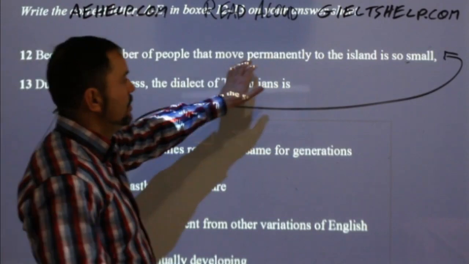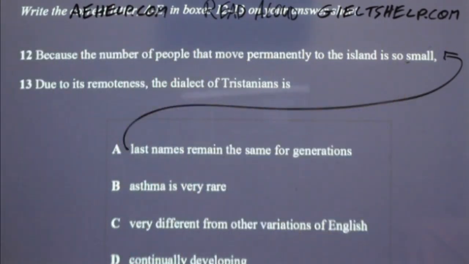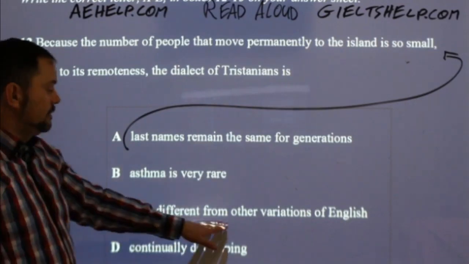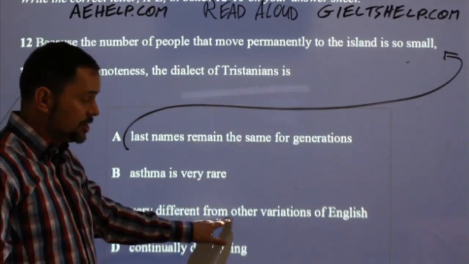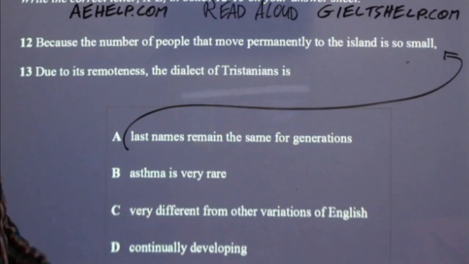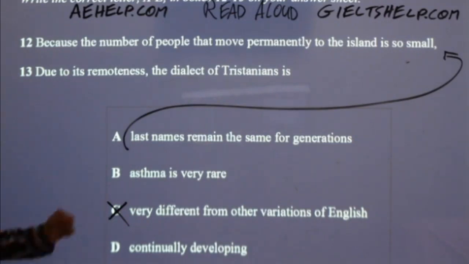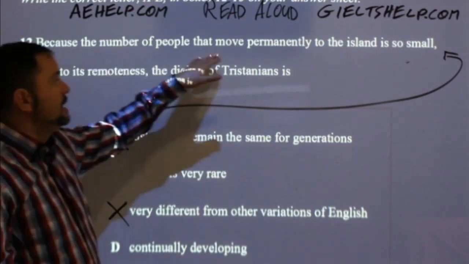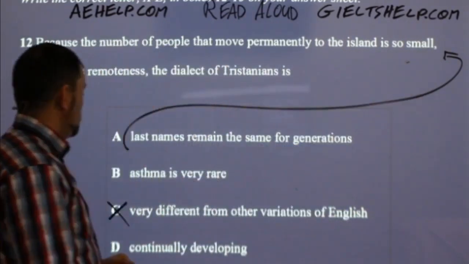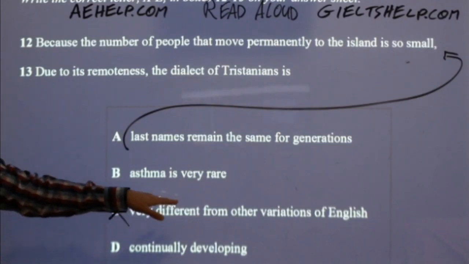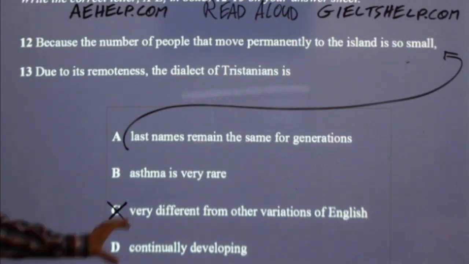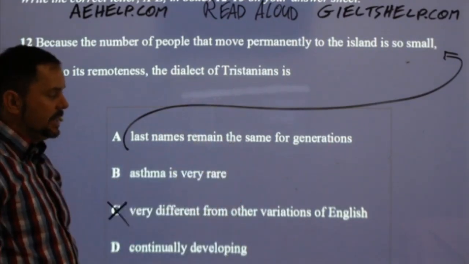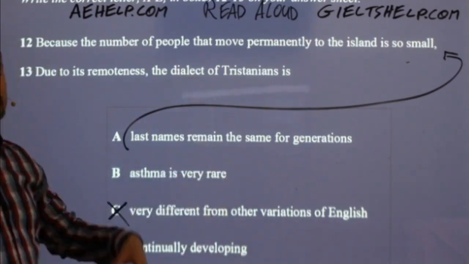Because the number of people that move permanently to the island is so small, very different from other versions of English, grammatically, it's incorrect. The information is correct, it's true, but grammatically it's wrong. So that's why it cannot be C. There's never two correct answers, but if it were, because the number of people that move permanently to the island is so small, there is a very different dialect of English, then that could be a correct answer, but they'll never do that. So if you see two answers that seem to be correct, check which one is grammatically accurate, and that one is the right answer.